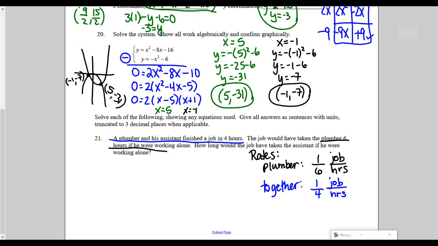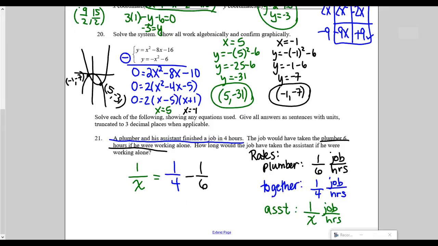All right, and what we're looking for is what the assistant can do. So the assistant does one job in x hours. So how could we figure this out? Well, if we have the assistant plus the plumber, that's them working together, or it's them working together, take away the plumber working, same thing. So 1 over x is 1/4 minus 1/6.